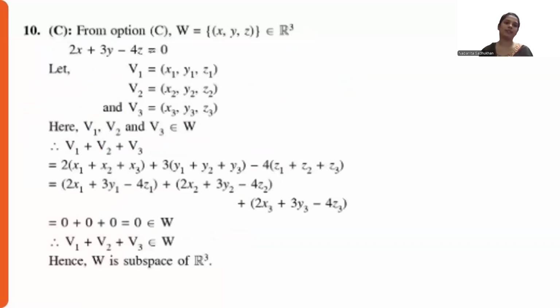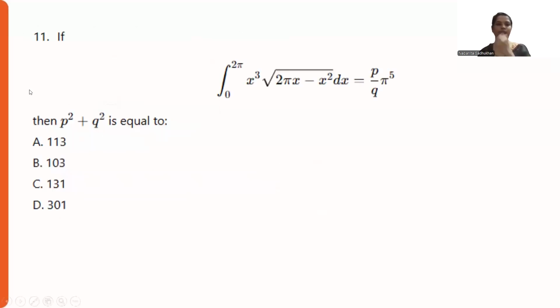Here we have simply proved the third one, that it is going to be a subspace. We first check whether (0, 0, 0) belongs to the set, and we also check the linearity property. So from there we can see that the subspace given in option C is going to be a subspace of R cube, right?